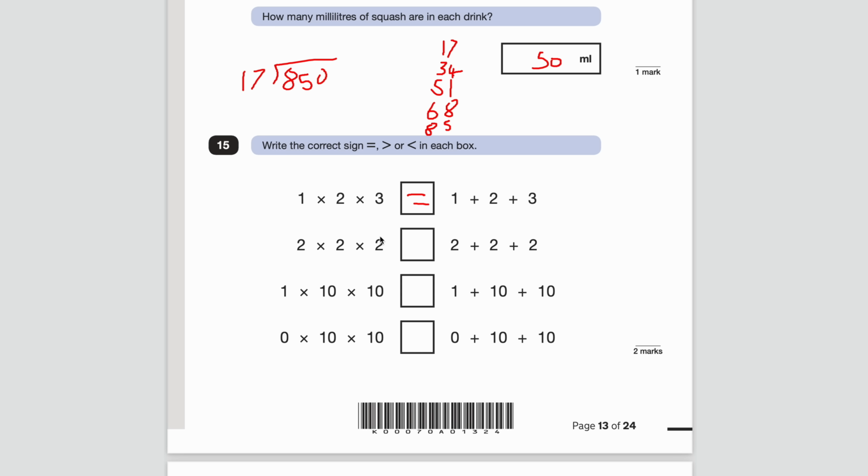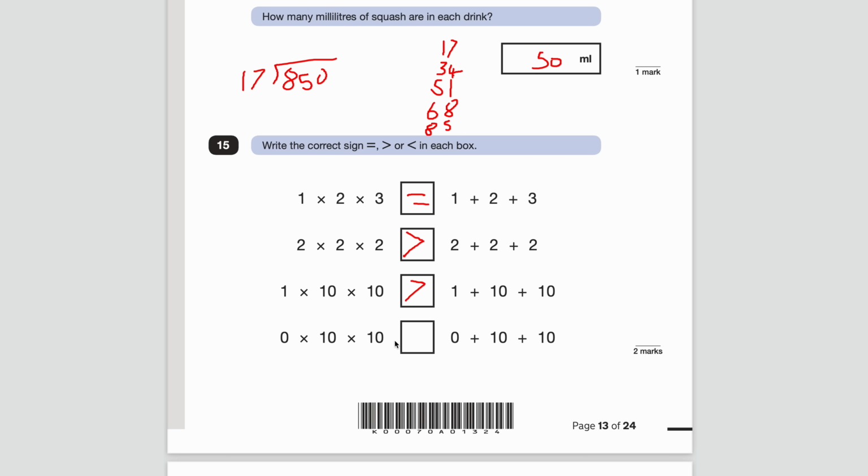2 times 2 times 2 is 4, times 2 is 8. 2 plus 2 plus 2 is 6. So this one's bigger. So we put our sign like that, the large side facing the larger number. 1 times 10 times 10, well, 10 times 1 is still 10. Times by 10 is 100. I don't even need to work that out. This one's going to be bigger, isn't it? Because 10 plus 10 plus 1 is going to be less than 100. So this one is bigger, same as before.